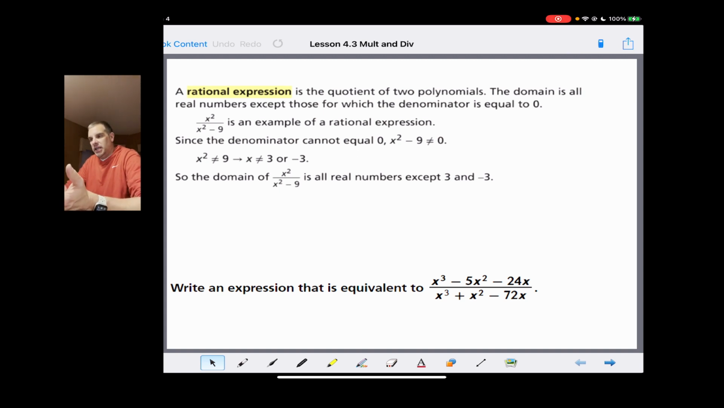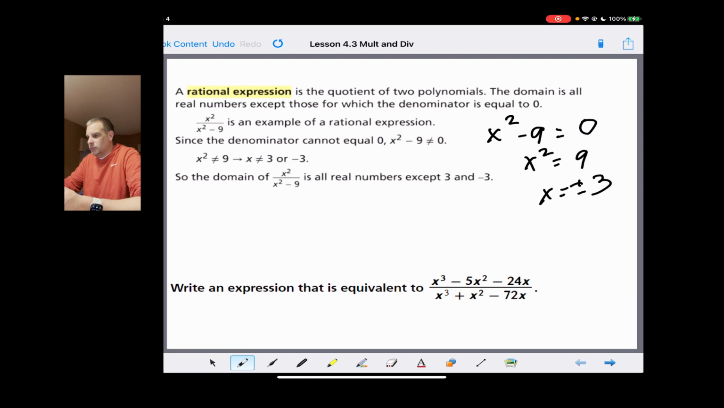Well, to find the domain, it's all real numbers except for when the denominator is equal to 0. So really all we're doing is taking the denominator, setting it equal to 0 and solving. So we've got x squared minus 9 equals 0. So x squared equals 9. So x is equal to plus or minus 3. So that's where that plus or minus 3 comes from.